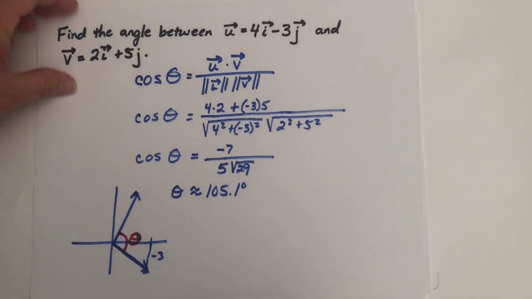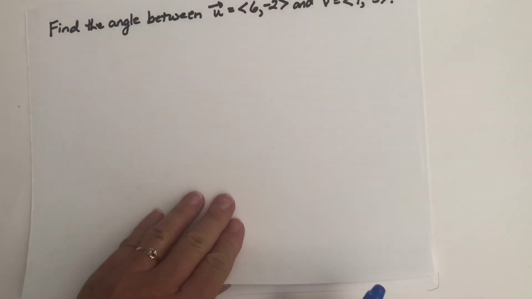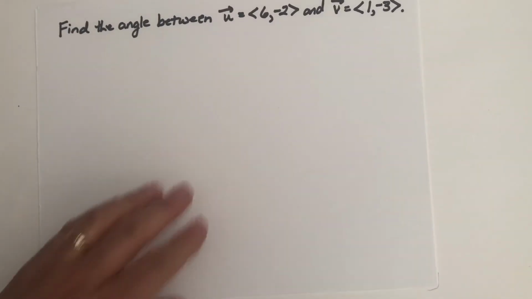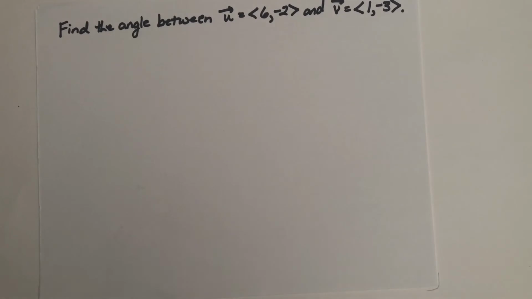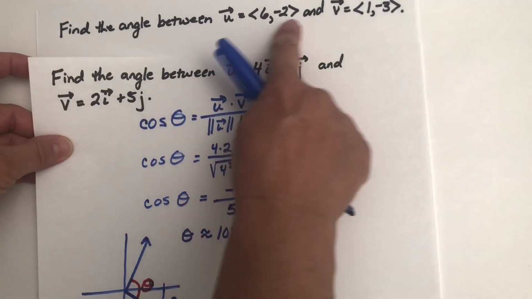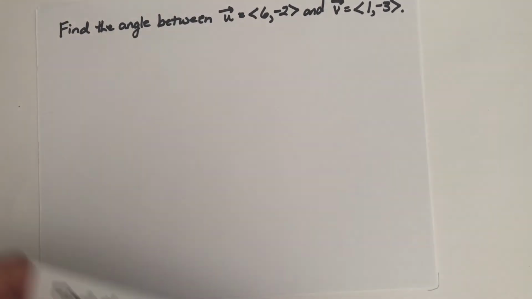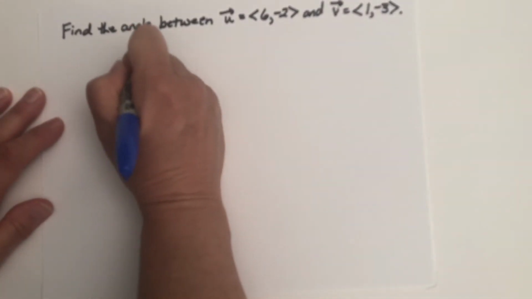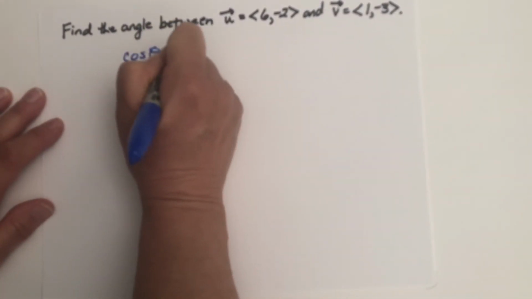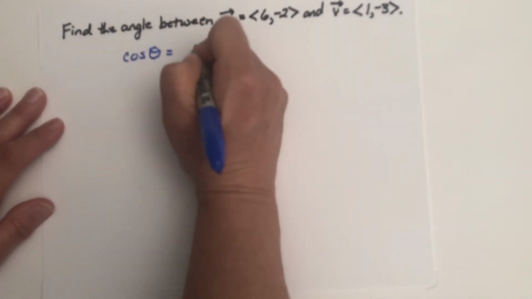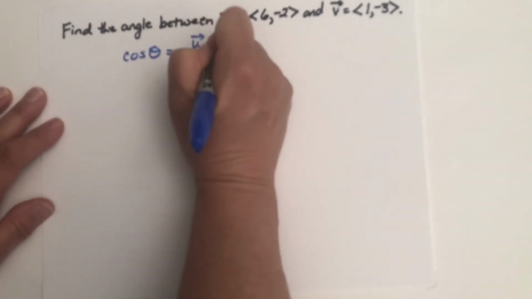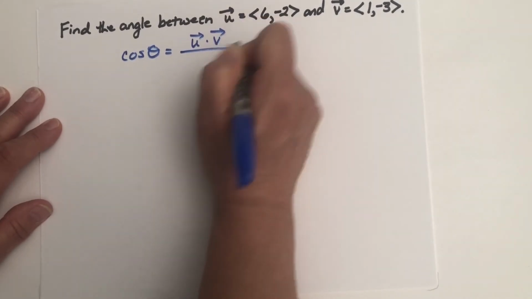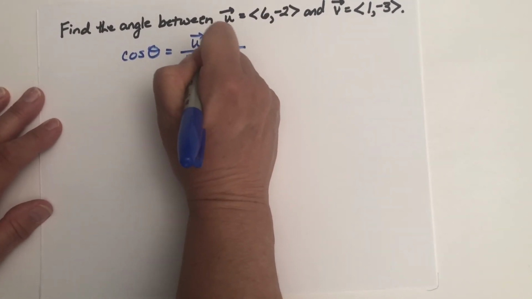Let's do another one. Let's find the angle between these two vectors. And again, I'm just having us practice the different notation. It doesn't matter how your vectors are given to you. The process is the same. So here we go. The cosine of theta, let's just write down the formula again so we get it down. u dot v over the product of their magnitudes.